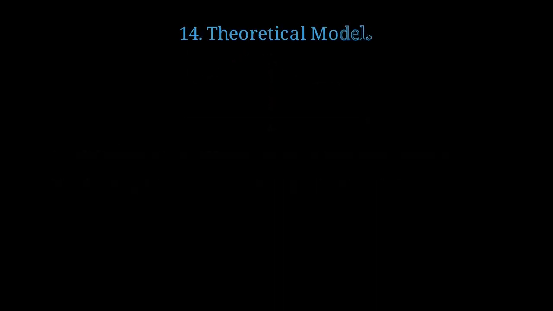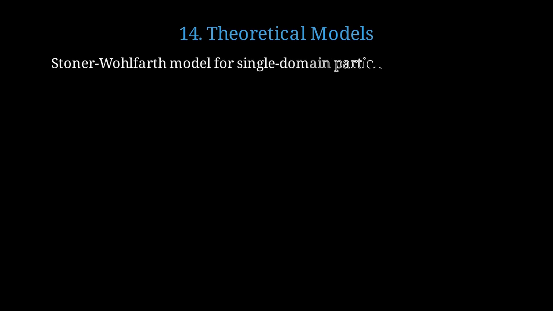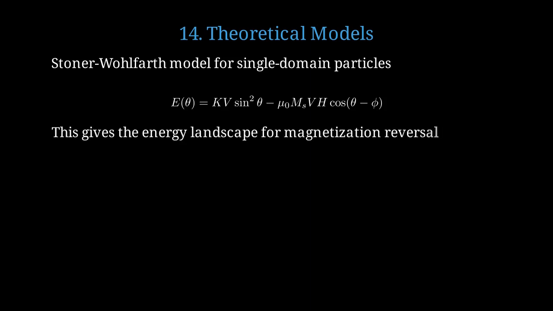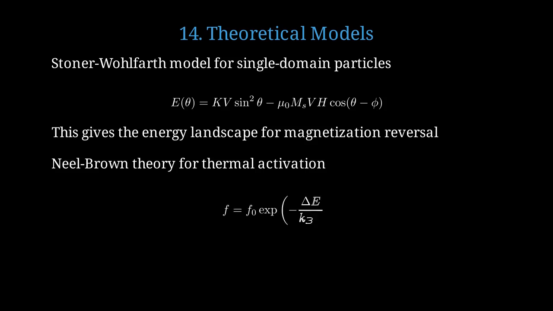Several theoretical models help us understand and predict superparamagnetic behavior. The Stoner-Wohlfarth model treats a single-domain particle as a single giant magnetic moment that rotates coherently. The energy depends on the angle theta between magnetization and easy axis, including both anisotropy and Zeeman terms. This model provides the energy landscape that determines the barrier height for magnetization reversal. Néel-Brown theory extends this to include thermal activation over the energy barrier. The attempt frequency for jumping over the barrier follows an Arrhenius-type exponential dependence on temperature.